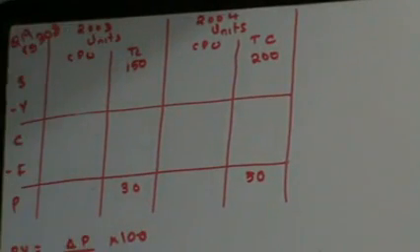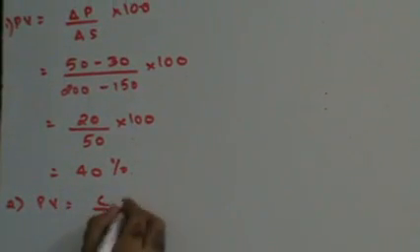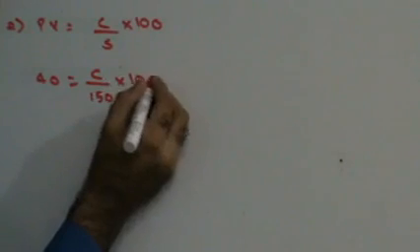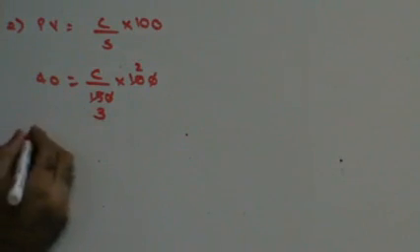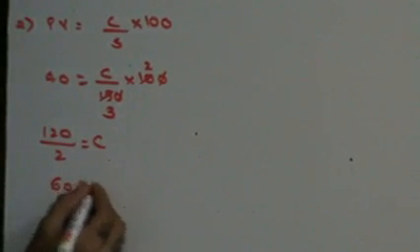Guys, this is question number 19, page 308. So we found out PV. Once I have PV, I can say that PV is also equal to C upon S into 100. PV we found out is 40. C we do not know. S is 150 into 100. We can take for anyone here. So this is 120 upon 2 is C. So C is going to be equal to 60.